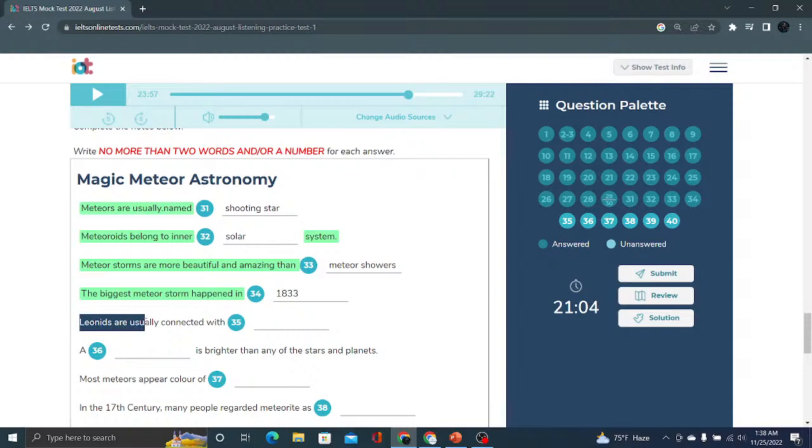Okay, let's move on to listen for question number 35. Leonids are usually connected with blah blah. Let's listen to it.